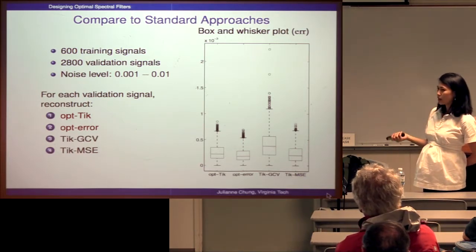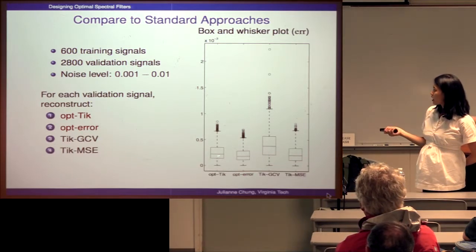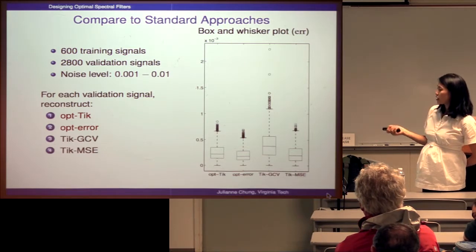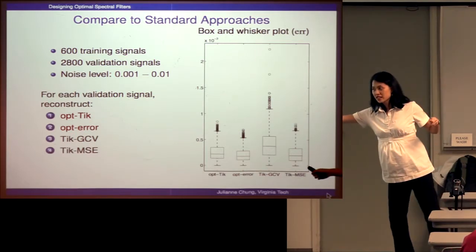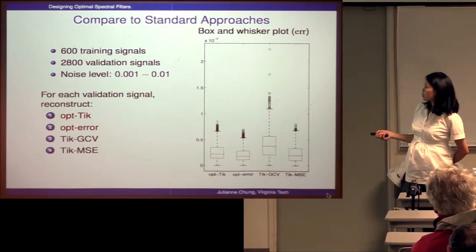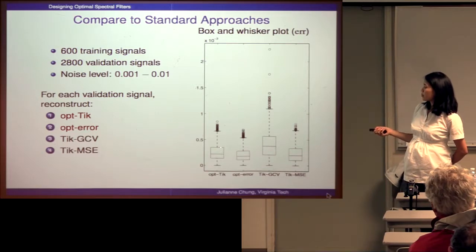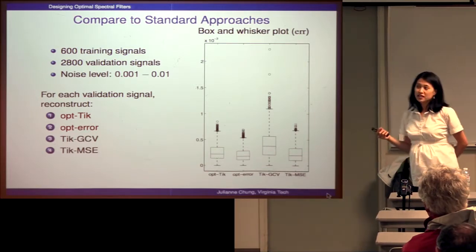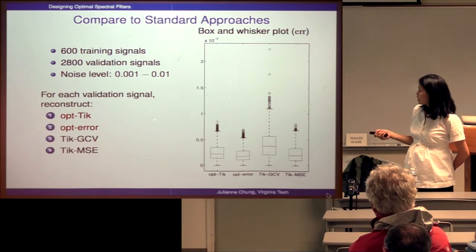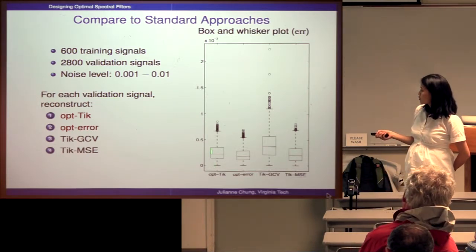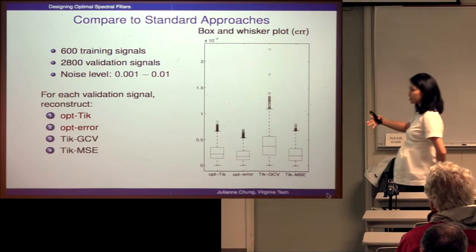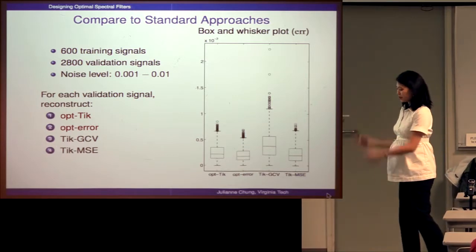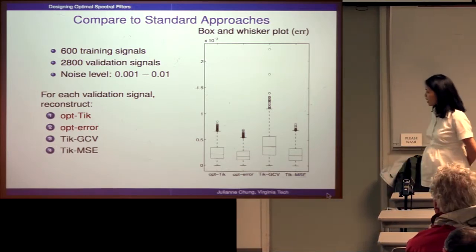These are box plots. The center line of all of these box plots corresponds to the median reconstruction error. So, I have 2,800 validation signals, and of those, the median reconstruction error is represented by this line here. The box edges correspond to the 25th and 75th percentile. The lines go out to the extreme data points, and all of these dots are extreme outliers. It's just a way to statistically evaluate the methods. And what do we see?